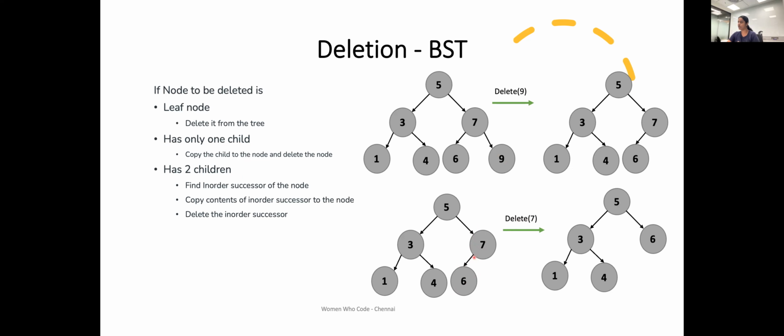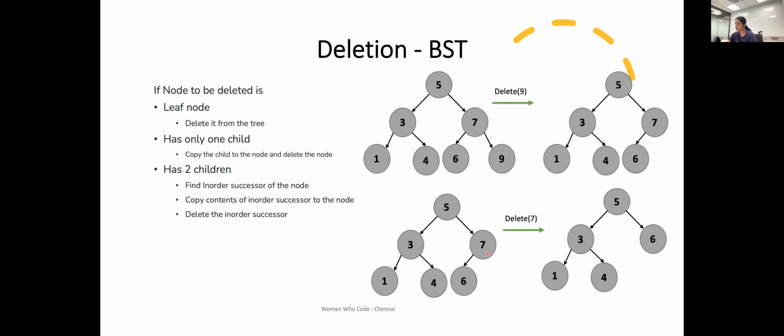Or since I have to delete 7, should I also delete 6? So to handle this, this is the rule: copy the child to the node and delete the node. This is what we have to remember. You have to copy the child to the node and delete the node. So copy 6 here and delete it. That solves your problem.